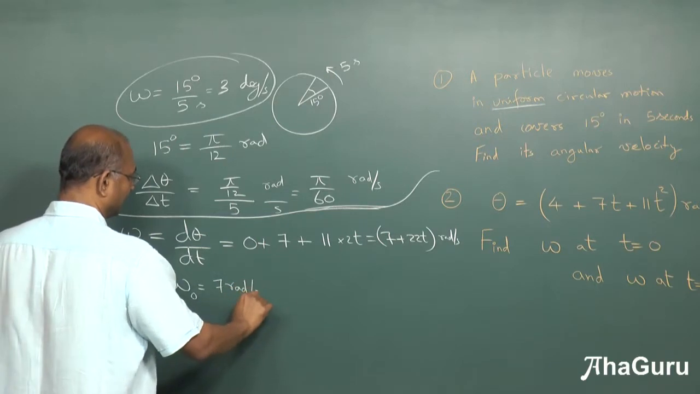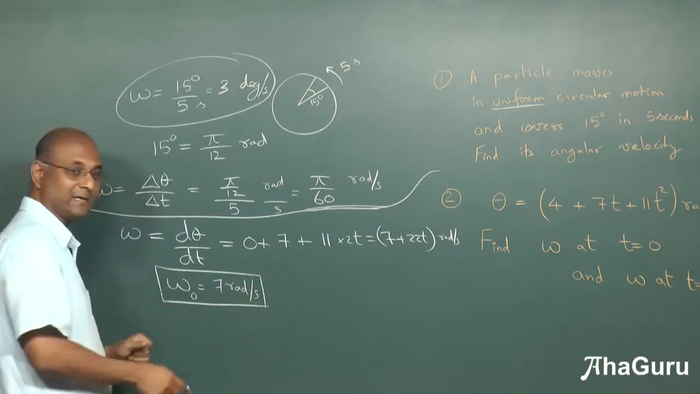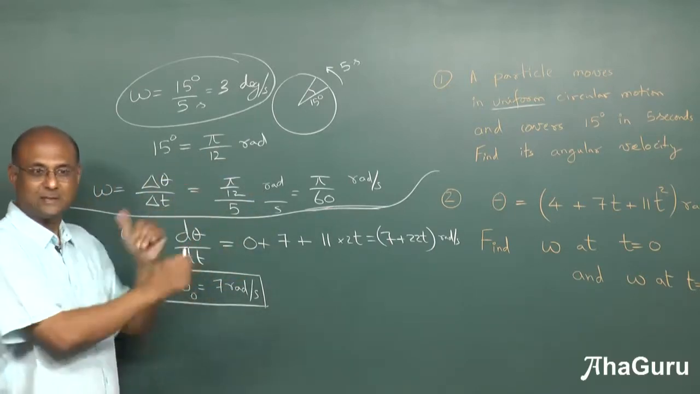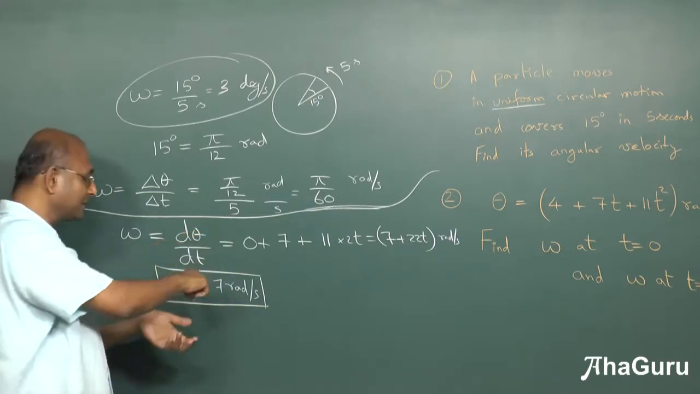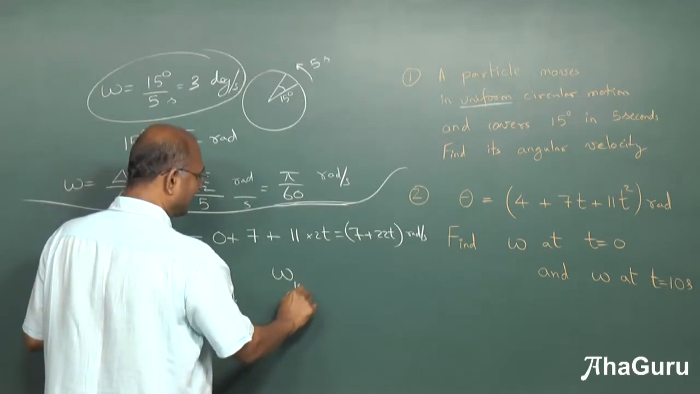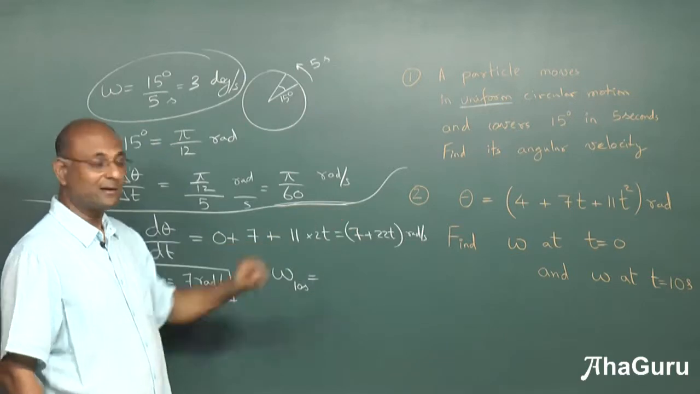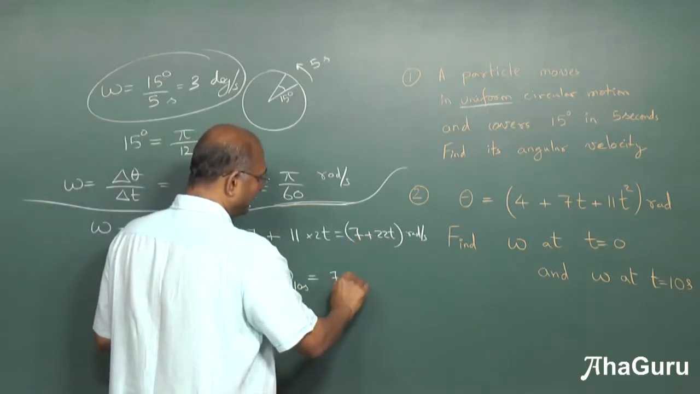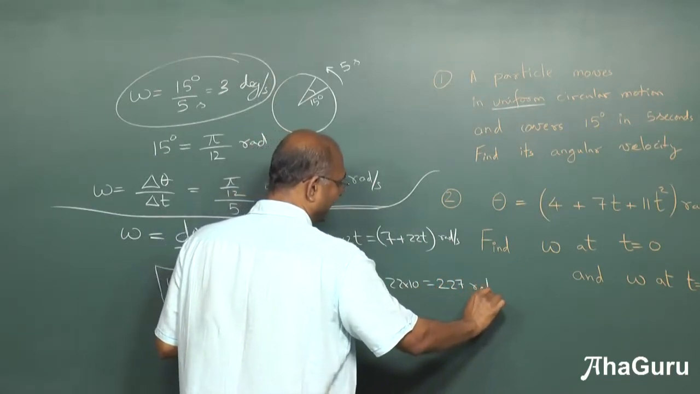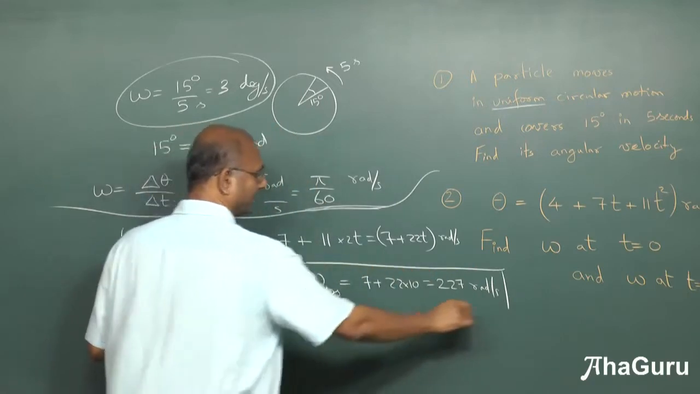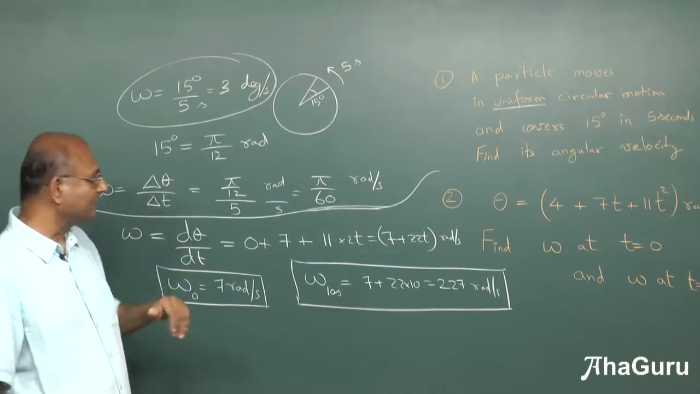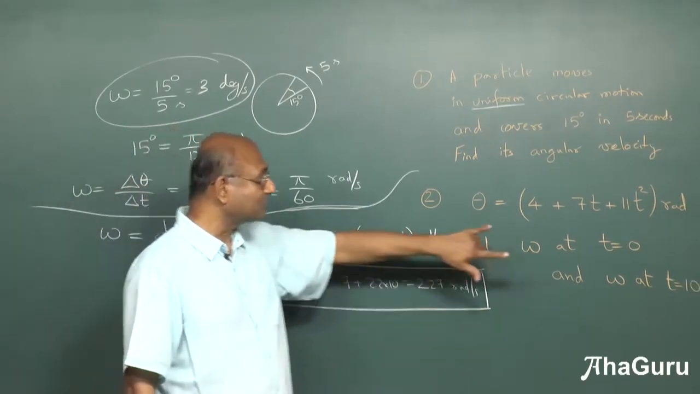By the way, it's very fast. 7 radians in 1 second is a lot, it's almost completing one full loop within a second. 2 pi is 6 point something, right? 6.28. That means you have completed a full loop. This is 7, which is faster than 2 pi. Okay. And what is the omega at t equals 10 seconds? Well, substitute 10. So that is going to make this 7 plus 22 into 10. So 227 radians per second. That is super fast. Like this is really, really high. Okay, so this gives me instantaneous angular velocity at t equals 0, instantaneous angular velocity at t equals 10 seconds, and that's what is asked.